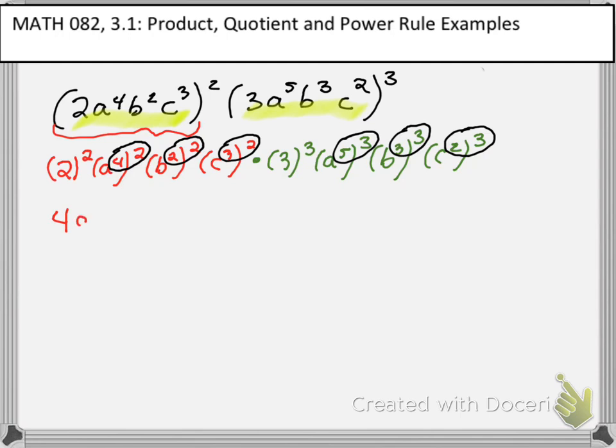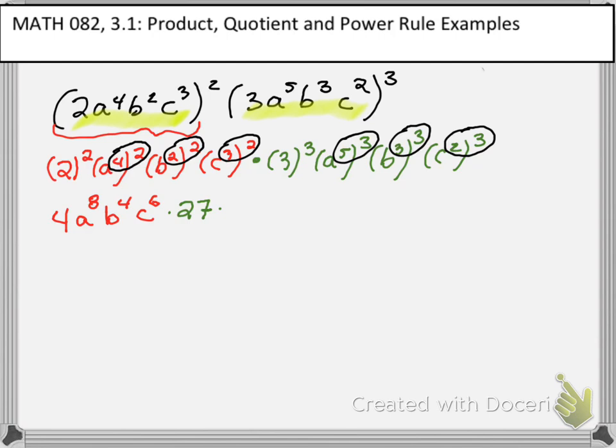So 4 times 2 is 8. 2 times 2 is 4. 3 times 2 is 6. Moving on to the green part of the equation, 3 cubed is 27. If you don't believe me, you can check on a calculator.